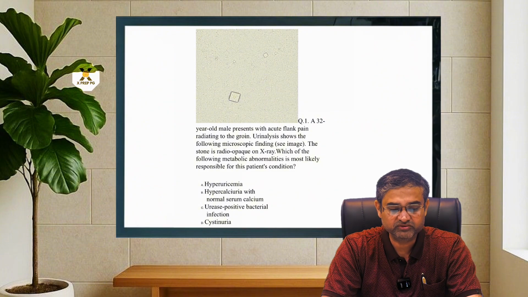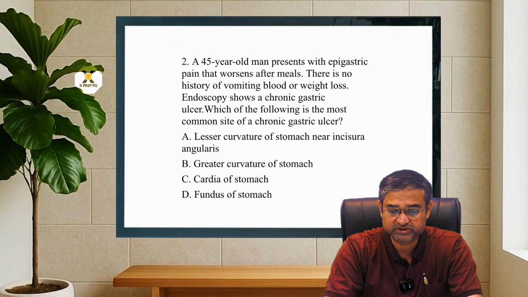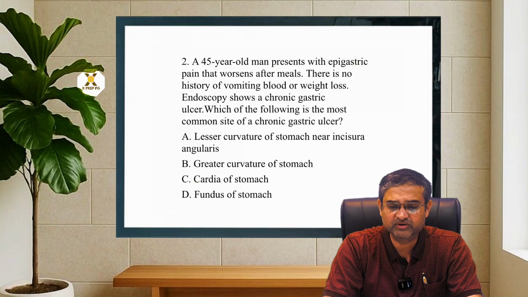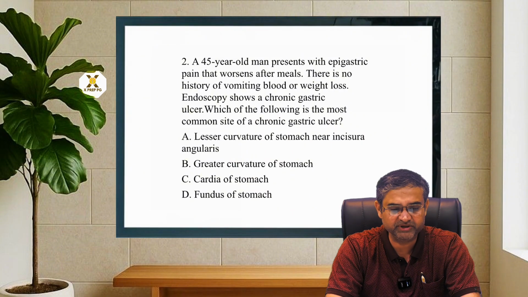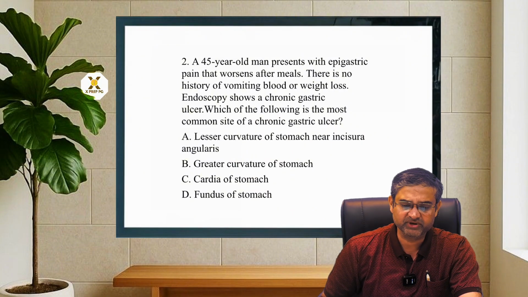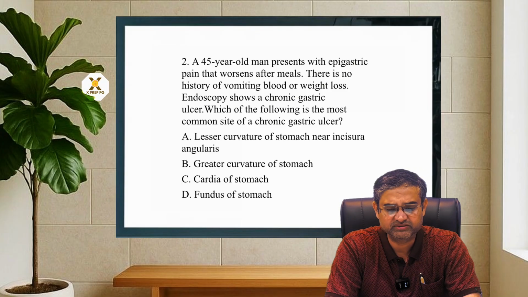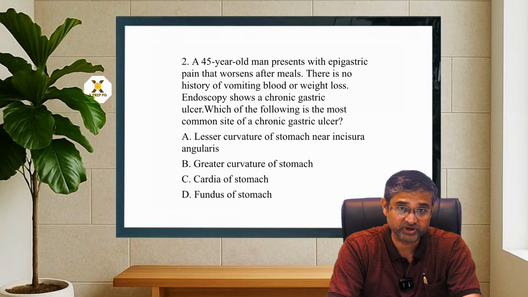So we move on to the second question. The second question is a 45-year-old man presenting with epigastric pain that worsens after meals. There is no history of vomiting, blood, or weight loss. Endoscopy shows a chronic gastric ulcer. Which of the following is the most common site of chronic gastric ulcer?